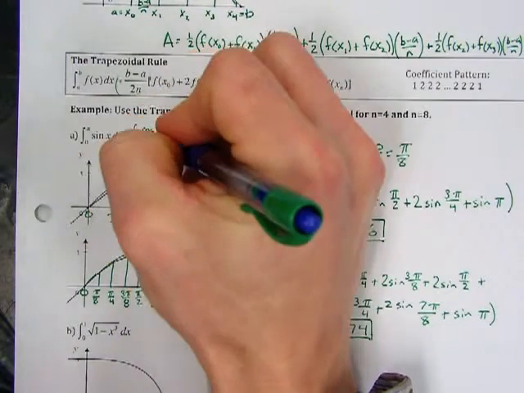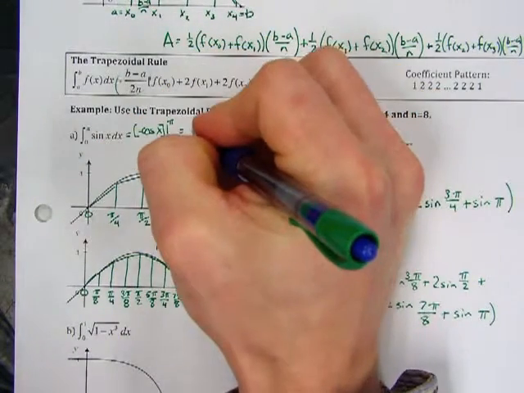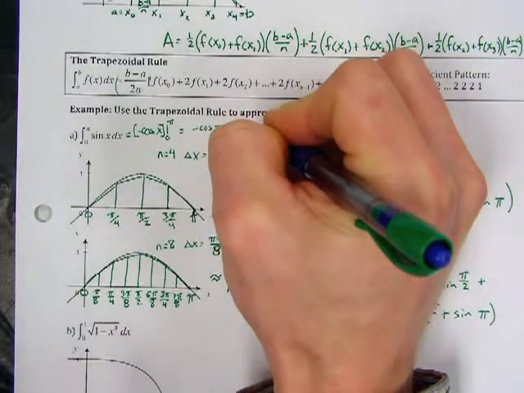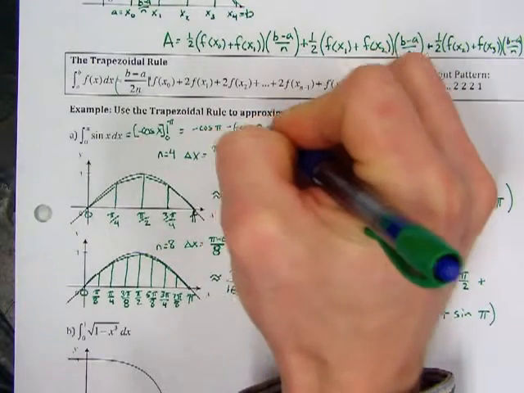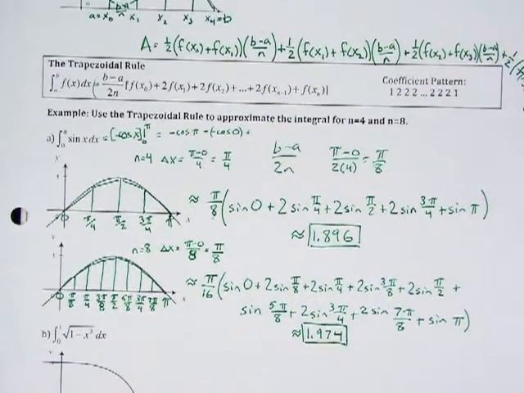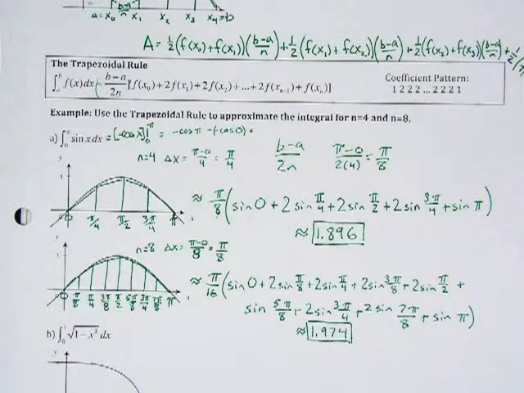minus... Wait, which is negative 1. What's cosine of pi? I didn't get 1.896. Cosine of 0 is 1, and then negative would become negative 1. Negative cosine of pi is positive 1. So what's cosine of pi? Did I do it right? What did you do? 4.8.